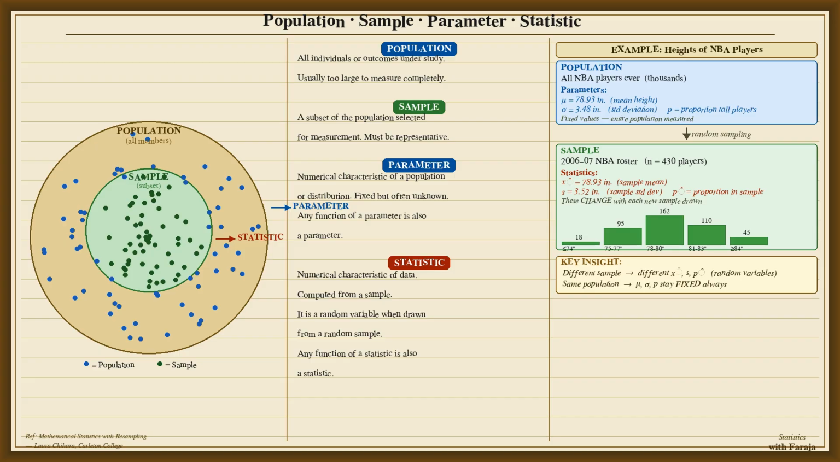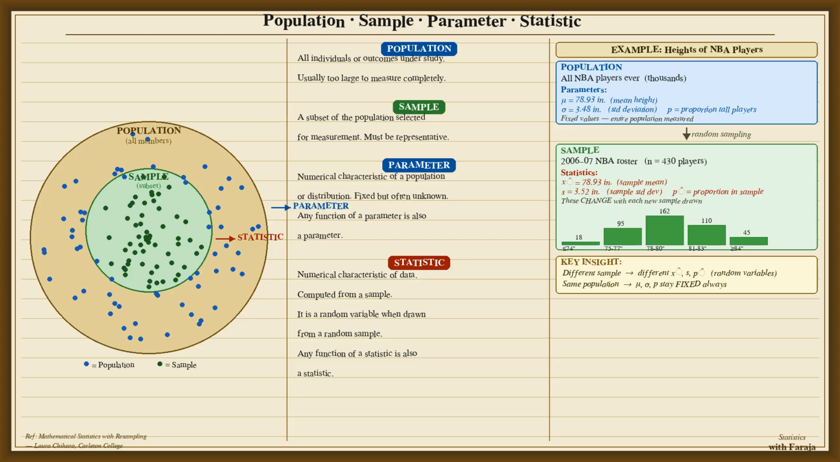As you can see in this Venn diagram, this is the population, and we see the sample is inside the population. That is a simple way to see that a sample is a subset of the population, and the population is described by a parameter and the sample is described by a statistic.